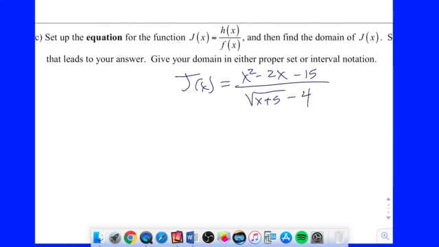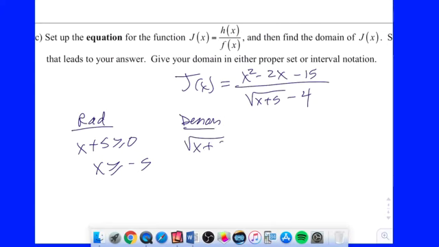The numerator, we don't care about the numerator here. It doesn't affect the domain. So we have the radicand, which is x plus 5 is greater than or equal to 0. So x is greater than or equal to negative 5. We have the denominator, which is this, cannot equal 0.